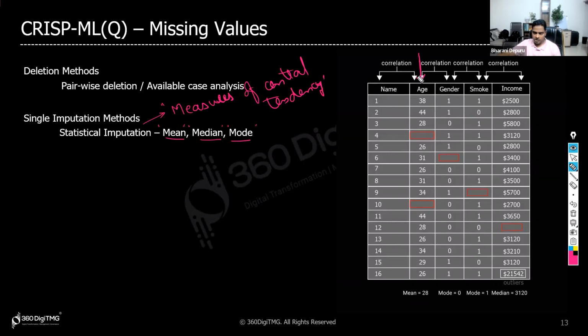If you look at this column here, if you take an average of all these available values, say you get 28. And then if you replace the missing values with 28, this is called mean imputation.